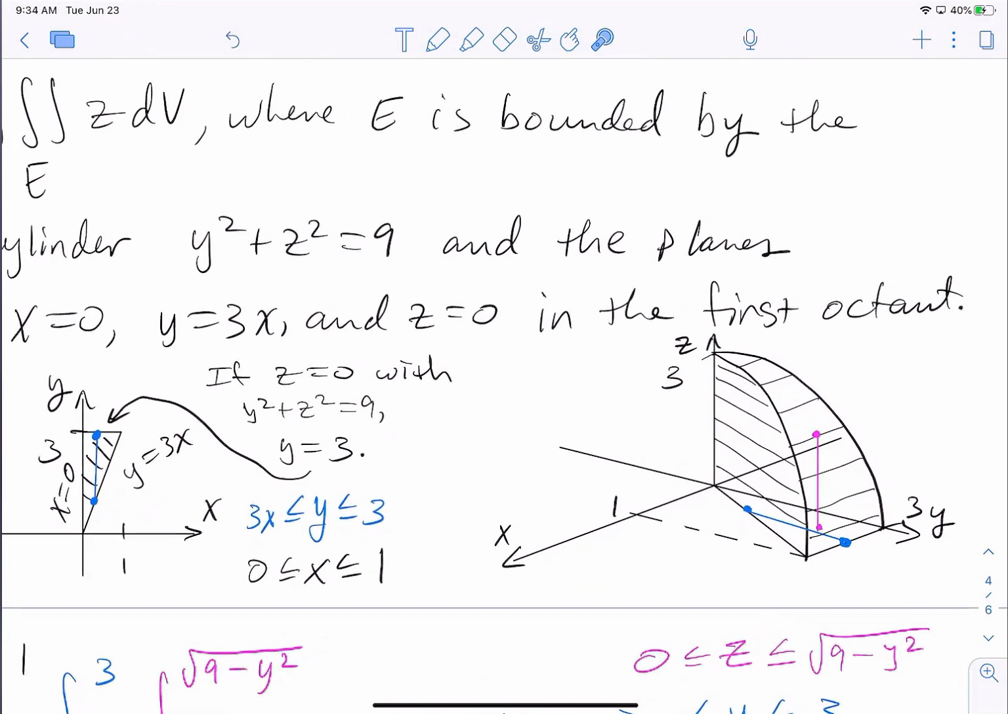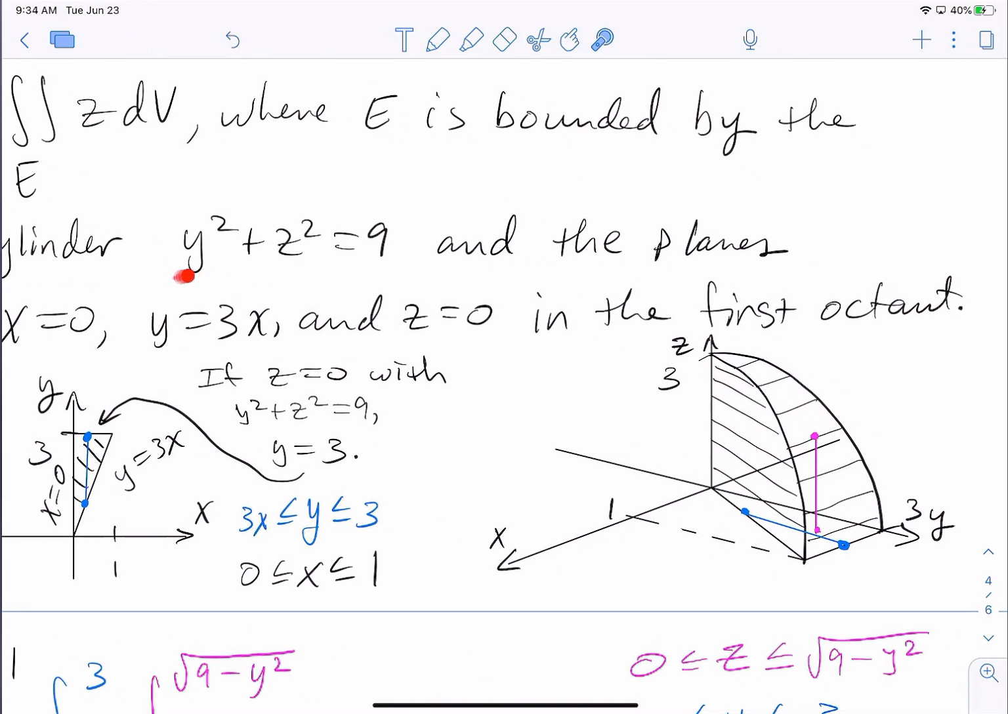But now we have this cylinder, y squared plus z squared equals 9, and that's just a straight tube, right? Tubular cylinder, and it's being sliced by the vertical plane through y equals 3x, and so we have part of an orange wedge. I don't know. It's a wedge of some sort anyway. Maybe it's cheese or something non-food if you're hungry because you haven't eaten yet.